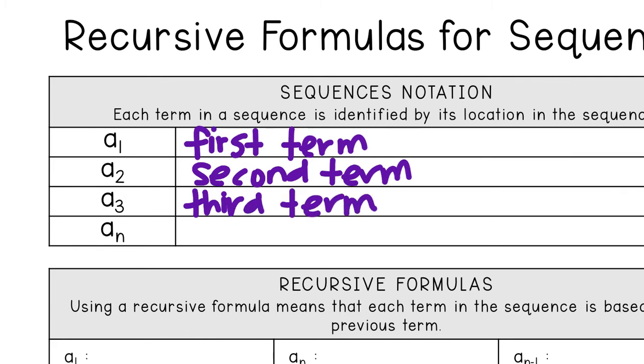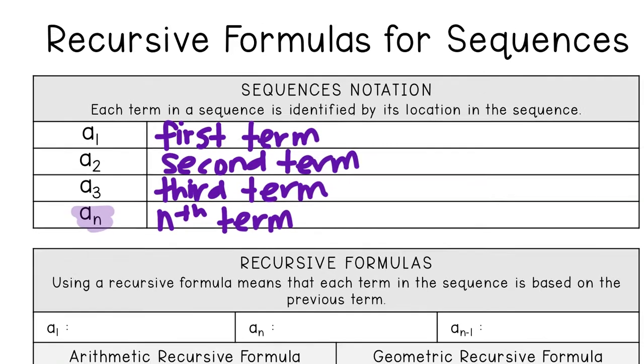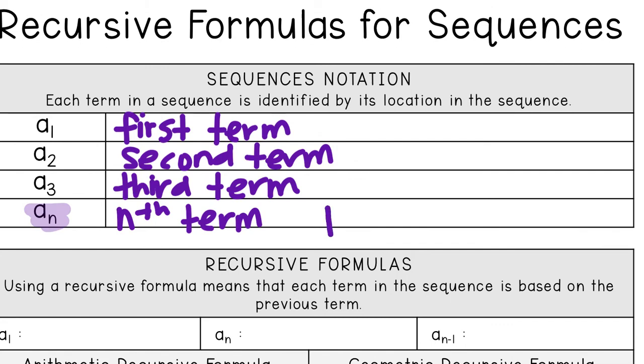This is the one that might be a little bit different. So A sub n. If it has a little n, n just kind of stands for the word number. This is the nth term. So you can plug in whatever number you want for that n. So if you wanted the 7th term, you would plug in n equals 7. If you wanted the 10th term, you would plug in n equals 10, and then it'd be A sub 10. So plug in numbers for n.